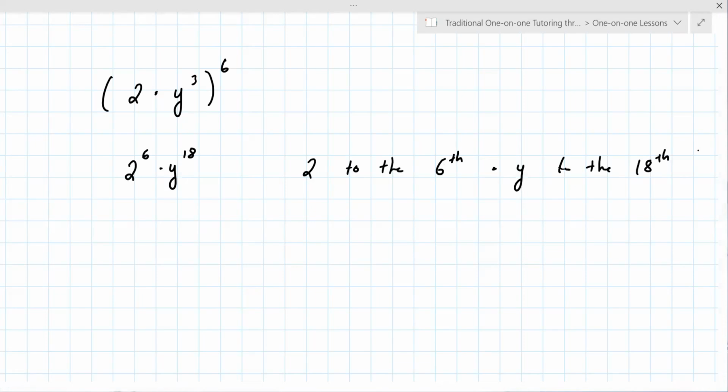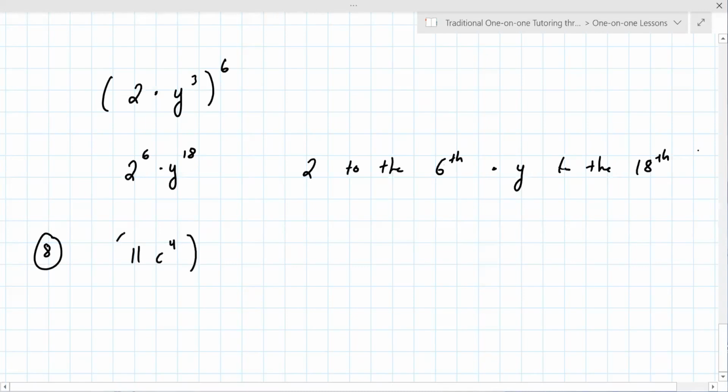Great. Okay, so I believe you understand this. I understand it, it's just the wording that throws me off. Yeah, I'm not really a stickler for that, except I now know something about you that will help here for the next problem. So 8 is a lot like the one we just did. I'd like you to try that one now: 11 c to the 4th, all to the power of 3.